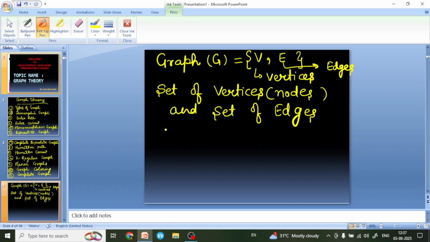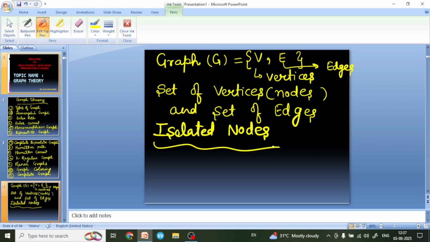Next point, what are isolated nodes? Isolated node means a node which is not adjacent to any other node. You can see here, A and B both are isolated nodes.